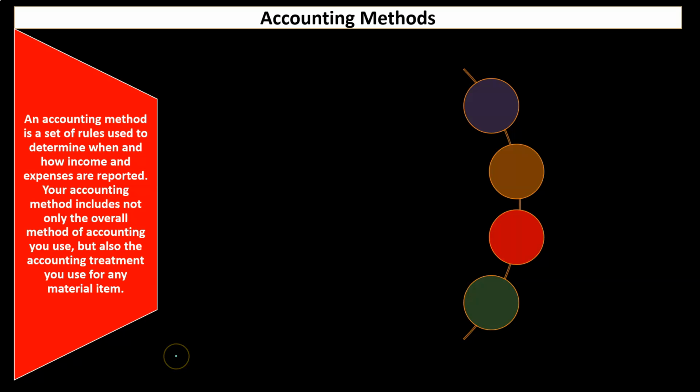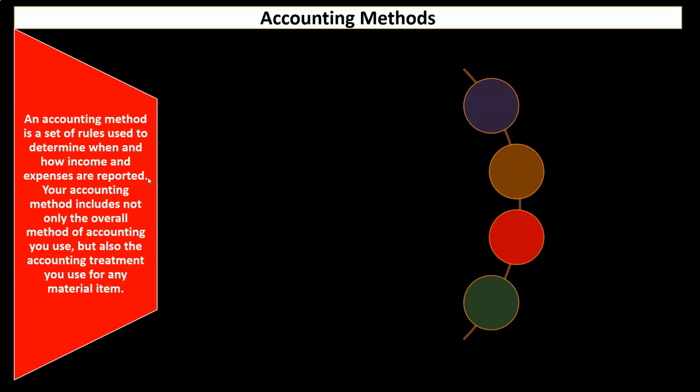So, accounting methods. An accounting method is a set of rules used to determine when and how income and expense are reported. So notice they're focusing in on income and expense. You might be saying, well, why doesn't it focus in on assets, liabilities, and equity? Because income and expense are the timing accounts. So it's about timing. The income and expense, that is the income statement, and the income statement is basically the timing account.